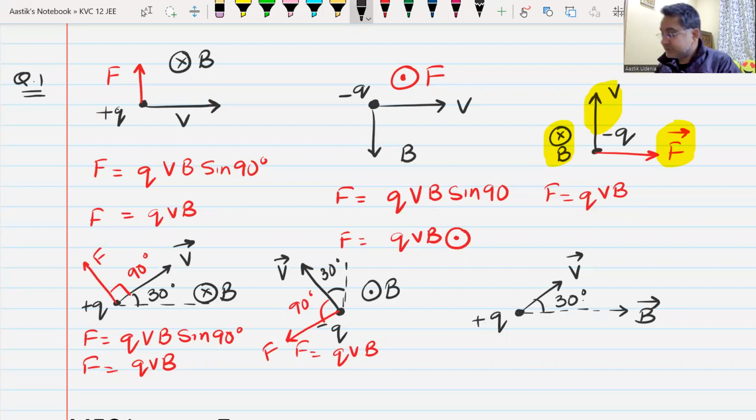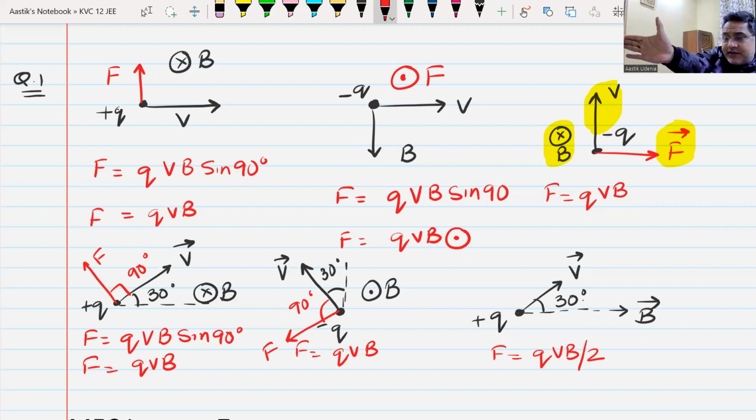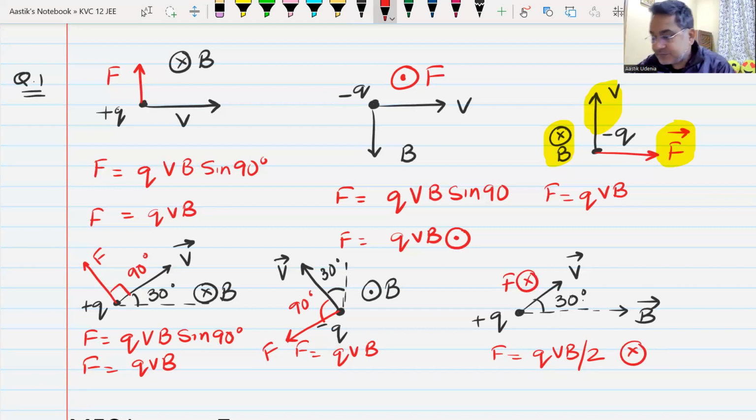Inside, sir. So how are we going to find out the force? F is equal to QVB. Here the angle between V and B is simply 30. Sine of 30 is half. So QVB by 2. Now you have to look for the direction. Right hand. V is like this. B is here in the XY plane along the x-axis. If you turn your fingers, it goes inside. So the direction is inwards. That is the value of force and that is the direction.